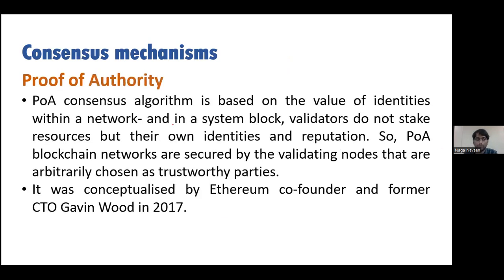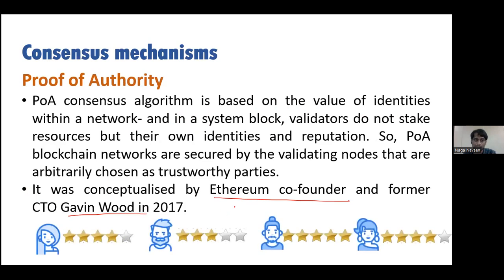Proof of authority. The proof of authority algorithm is based on the value of identities within a network, and it was conceptualized by Ethereum co-founder and former CTO Gavin Wood in 2017 itself. It means when a block comes for validation, the chance of validating that particular block will be given to the person who is most trustworthy. You can think of a 5-star rating. Just as an example, because this person has a 5-star rating out of 5 compared to these other people, he will be given the chance because he is the most trusted. He will be given the chance to validate that particular block.